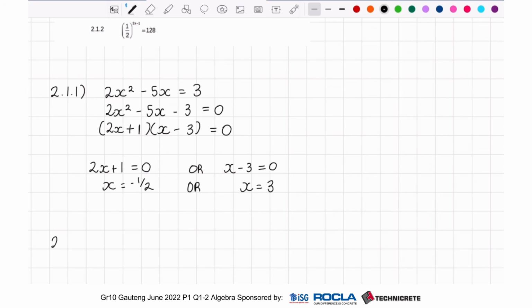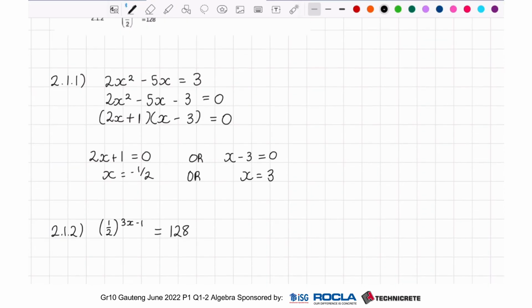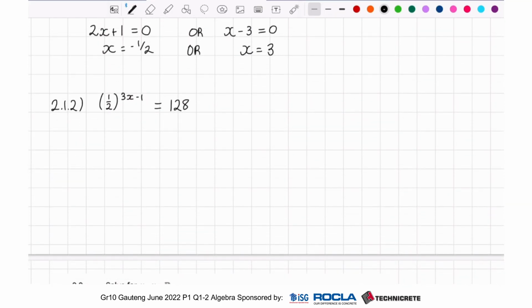And then 2.1.2, we're given this fraction that's raised to an exponent with x in it, equal to 128. So the first thing that I want to do on the left-hand side is get rid of this fraction. So we know that if I've got 1 over 2 and 2 is in the denominator, that's the same as 2 being raised to the power of negative 1. So I'm going to rewrite this 1 over 2 as 2 to the minus 1, and it's still to the same exponent.